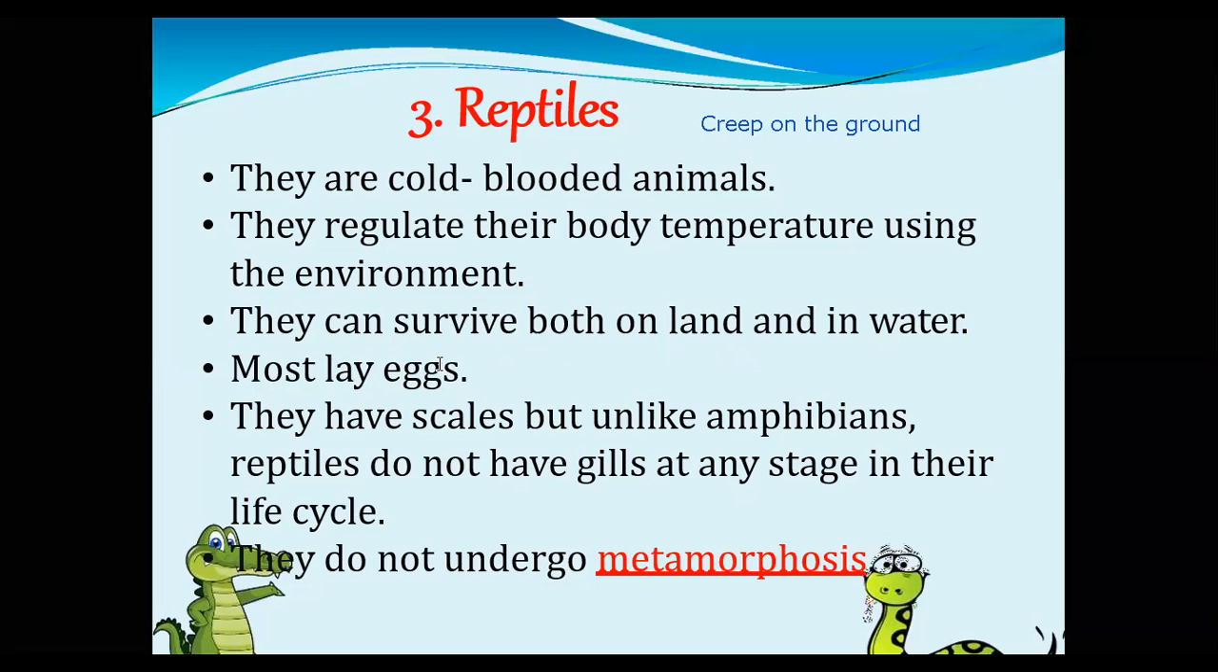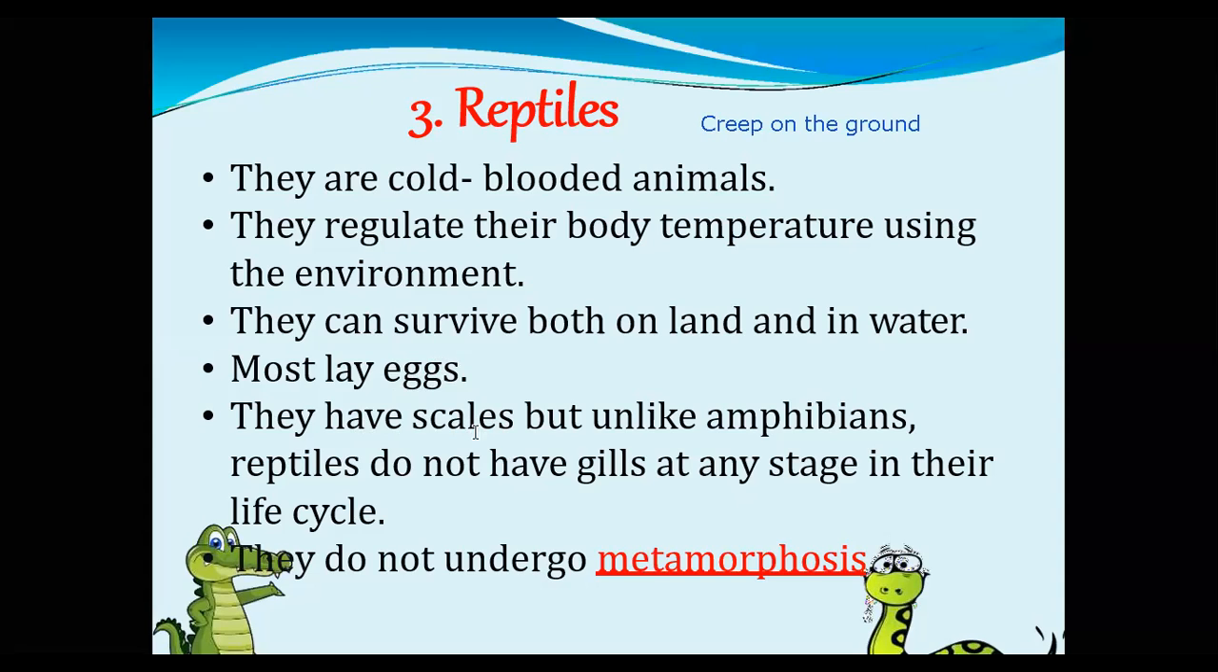Mostly reptiles lay eggs, and from eggs they hatch their offspring. Their newly born offspring are hatched from eggs. Fishes are also egg-laying animals. Amphibians also lay eggs. These also lay eggs, and from eggs they hatch their babies.